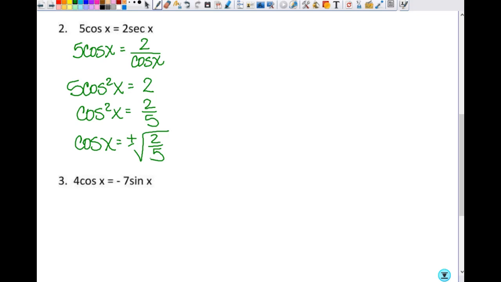Now, do I need to rationalize? No, because the calculator is going to do all this stuff for me, right? So I get x is equal to the cosine inverse of plus or minus the square root of 2/5. All right, so now, since it is plus or minus, which quadrants do I want? All of them. Yeah, I want all of them, right? So I need to find alpha. So my alpha is the cosine inverse of the square root of 2/5. Which gives me 0.886, and then I need to store that. And then go ahead and find your other 4 answers.